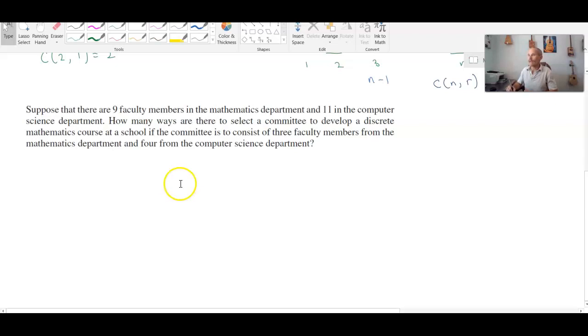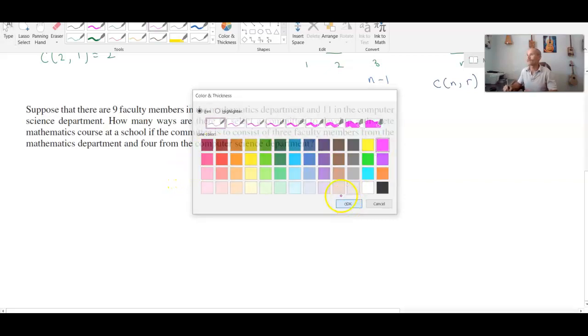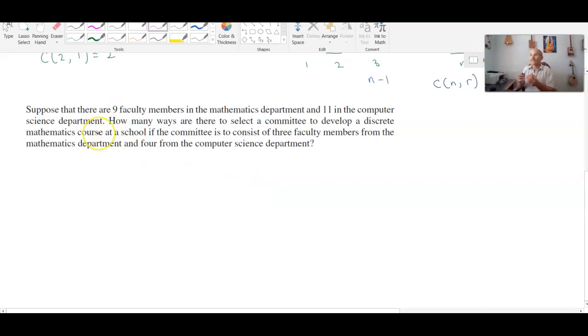So we really have 2 things going on here. One, we need to select 3 committee members from the group of 9. So we have to ask ourselves immediately, how are we going to use permutations or combinations? Well, does the order in which the 3 faculty members are selected from the 9, does that matter?